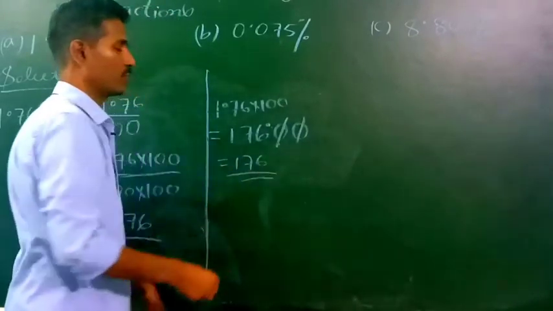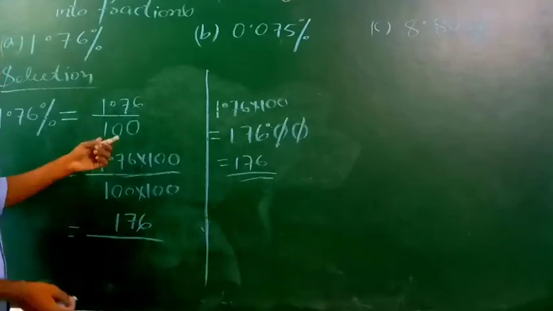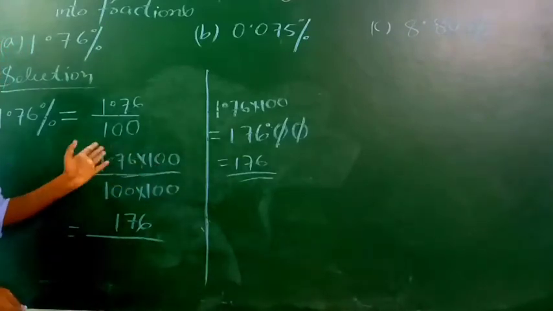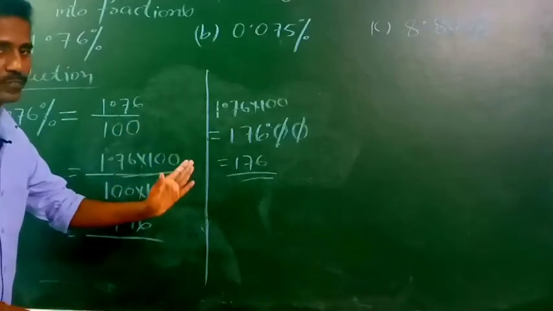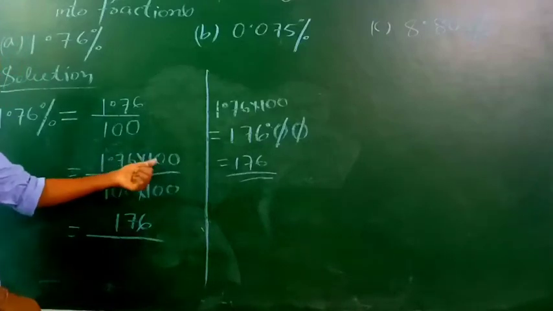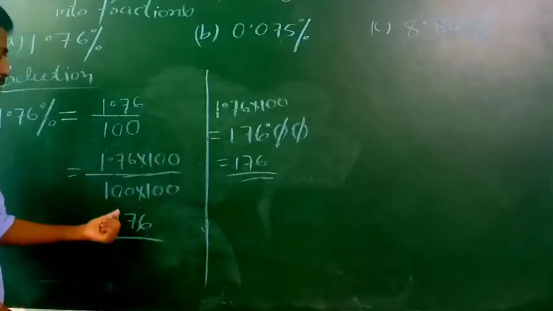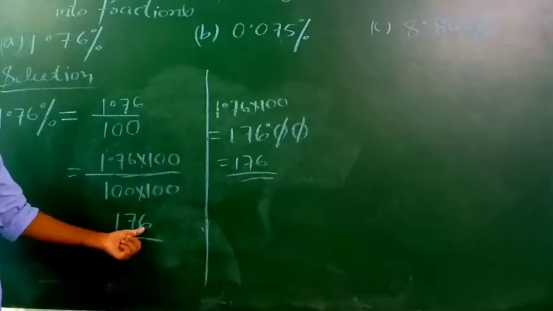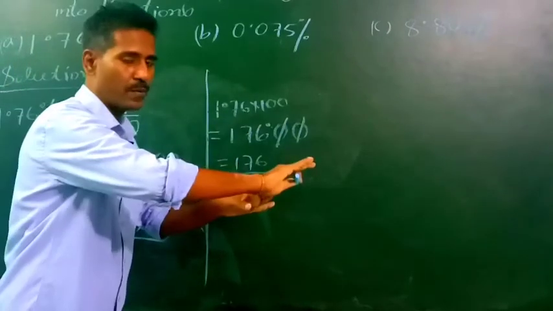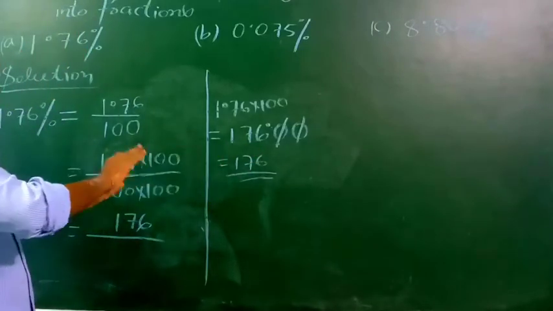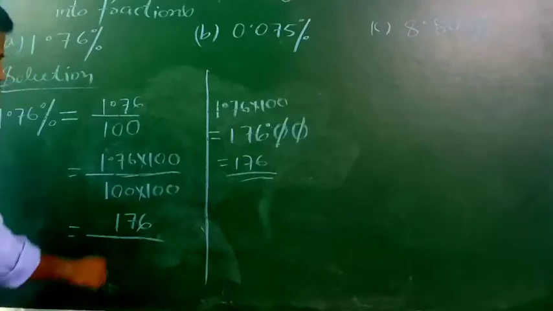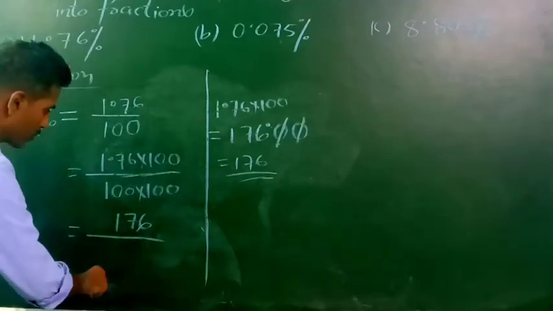176. So without doing that much, we know whenever we multiply any number by 100, the decimal will come 2 digits backward. So the decimal is here; after multiplying by 100, the decimal will come here, so it will become 176. If you multiply by 1000, the decimal will come 3 digits backward. If you multiply by 10, the decimal will come 1 digit. So you got 176, and in the denominator, what did you get?